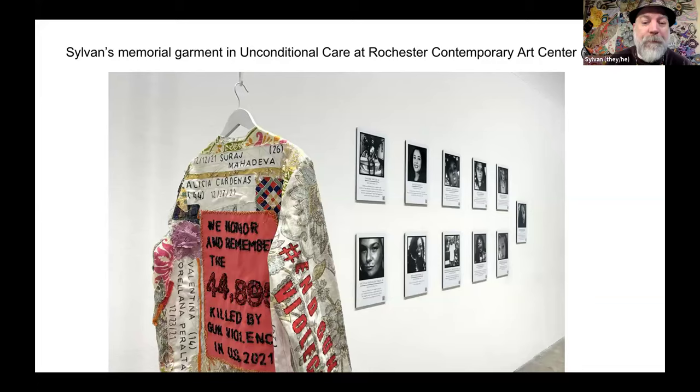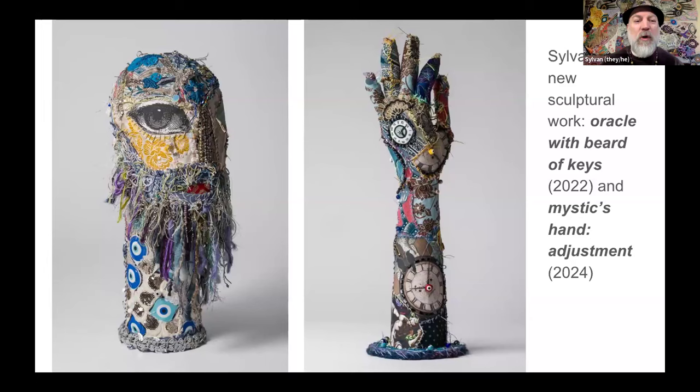I do work sculpturally as well. Here are two newer sculptures. On the left, I have a series of busts that have been inspired by my time recently visiting Rome and Pompeii, thinking about the fragments of an empire. And then again, kind of queering these found broken pieces as a way of restoring them or re-energizing them. On the right, I call this series My Mystic Hands. Those are also going to be shown in New York at Brevin Lee this spring as well.